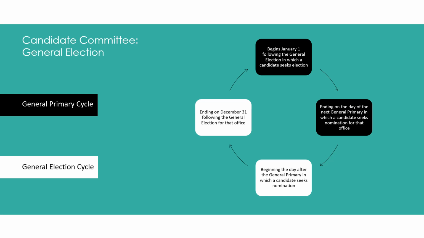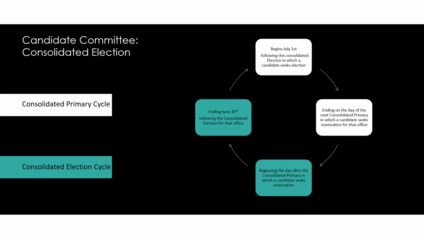The general election cycle will pick up right after the primary cycle and as such will begin the day after the general primary. The general election cycle will continue until ending on December 31st, following the general election for that office.